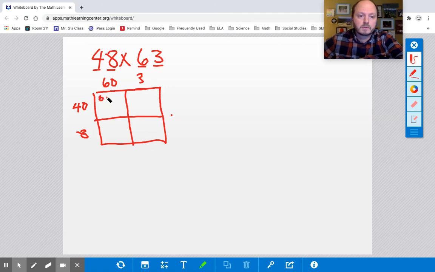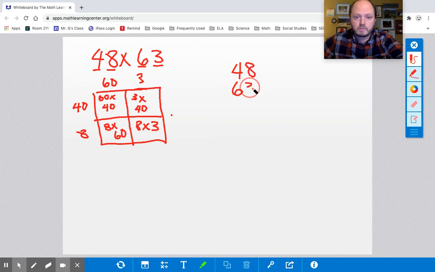So we're going to have 60 times 40. We're going to have 3 times 40. And then we're also going to have 8 times 60, and 8 times 3. So in the partial products method for this, again, it looks like the traditional method, 48 times 63.